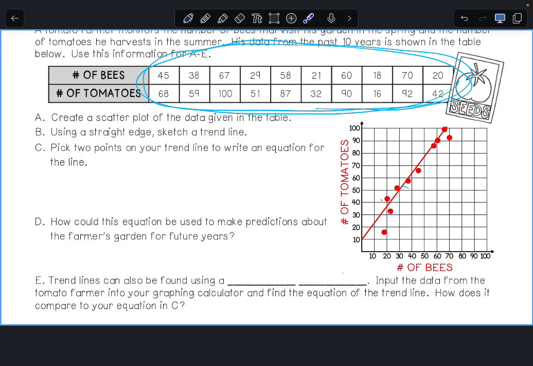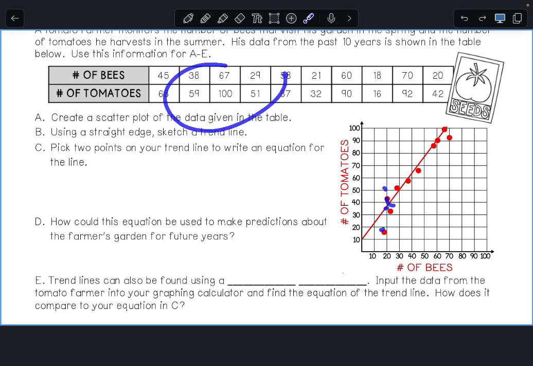Okay. Part A of this first example is asking us to create the scatter plot. You are not going to have to create a scatter plot on the STAR test. So that's why I went ahead and plotted all of these points for you, okay? So all of these points are reflecting these numbers, yes? Good. All right, part B says, use a straight edge to sketch a trend line.